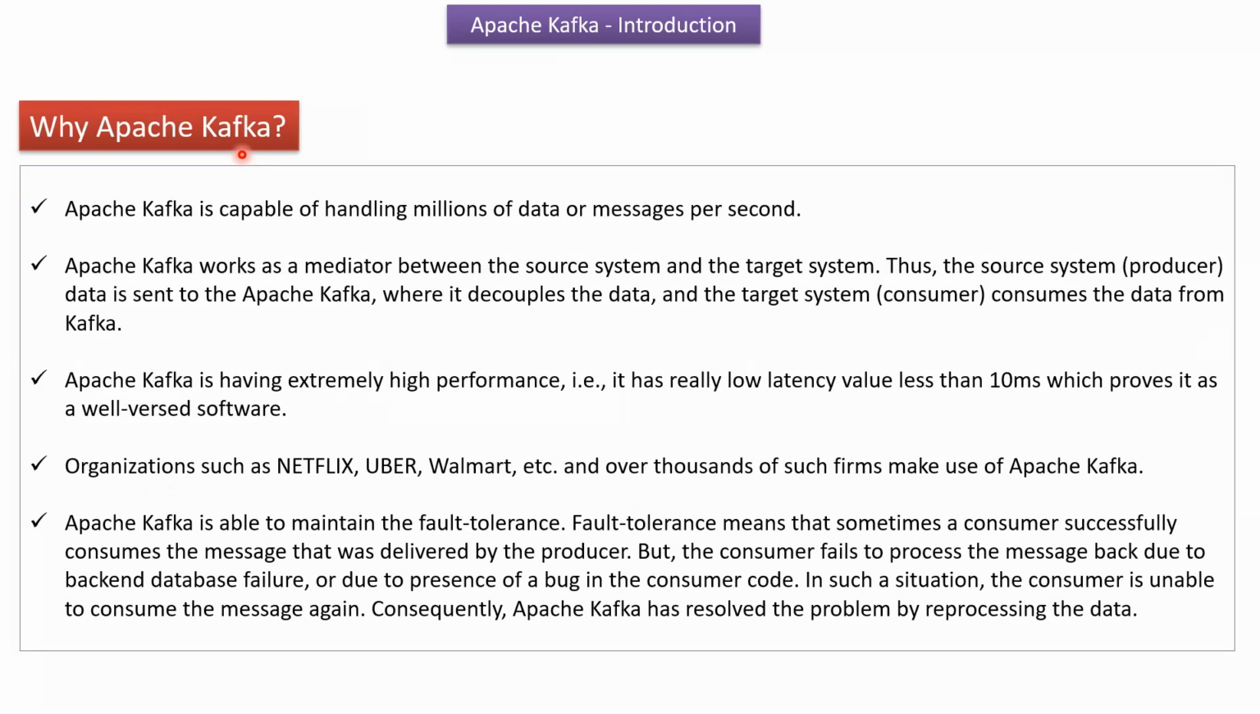Now we will see why we need to use Apache Kafka. Apache Kafka is capable of handling millions of data or messages per second, and it works as a mediator between the source system and the target system. The source system, which is the producer, sends data to Apache Kafka, and Apache Kafka decouples the data, and the target system, which is the consumer, consumes the data from Apache Kafka.